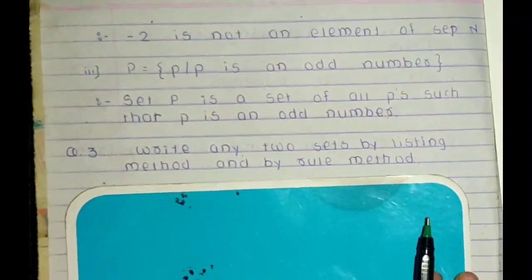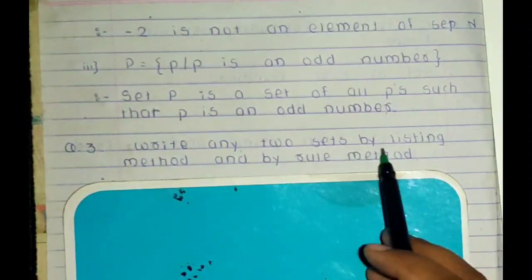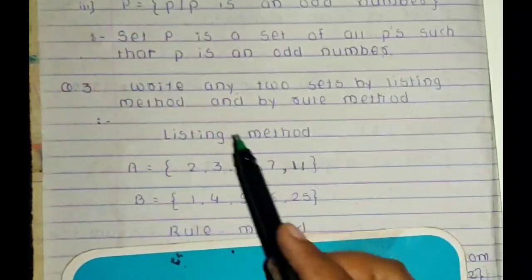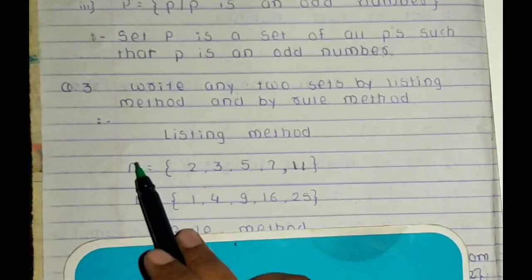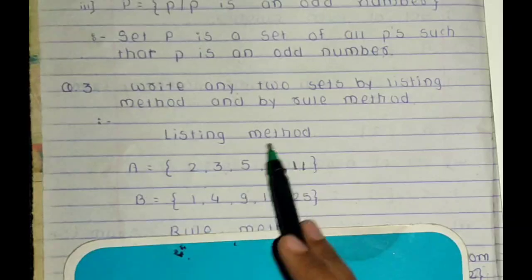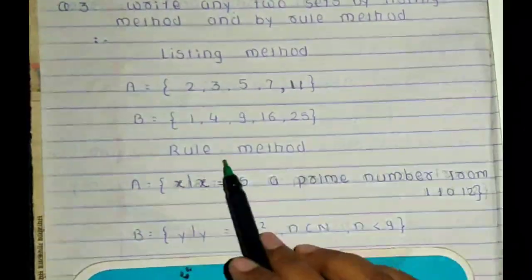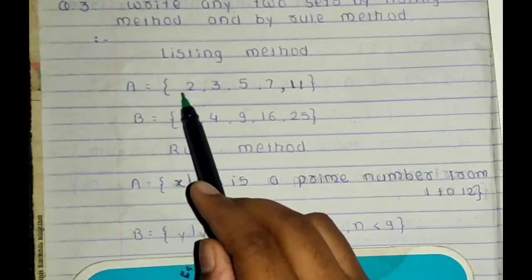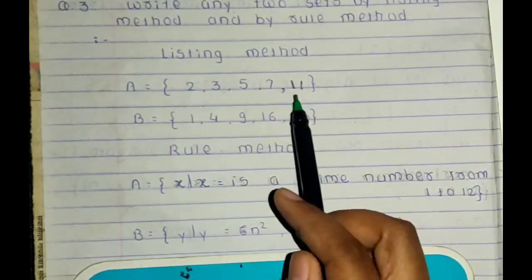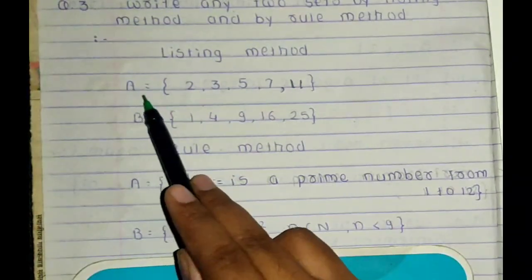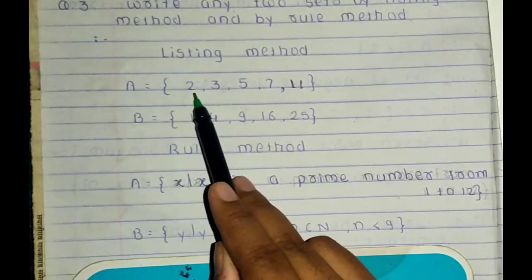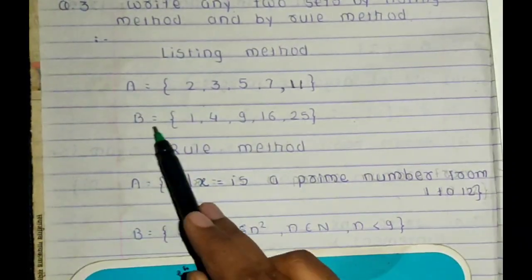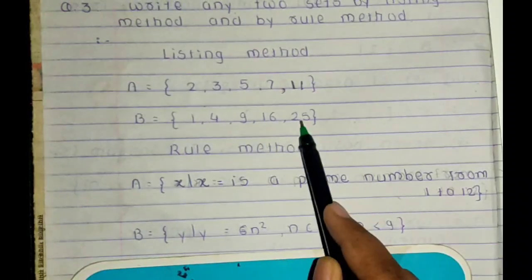Now the third question: write any two sets by the listing method and by the rule method. The answer is two sets in the listing method and two sets using the rule method. First is the listing method. We can write any type of set. Here the first example is set A equals {2, 3, 5, 7, 11}. The second set is {1, 4, 9, 16, 25}.